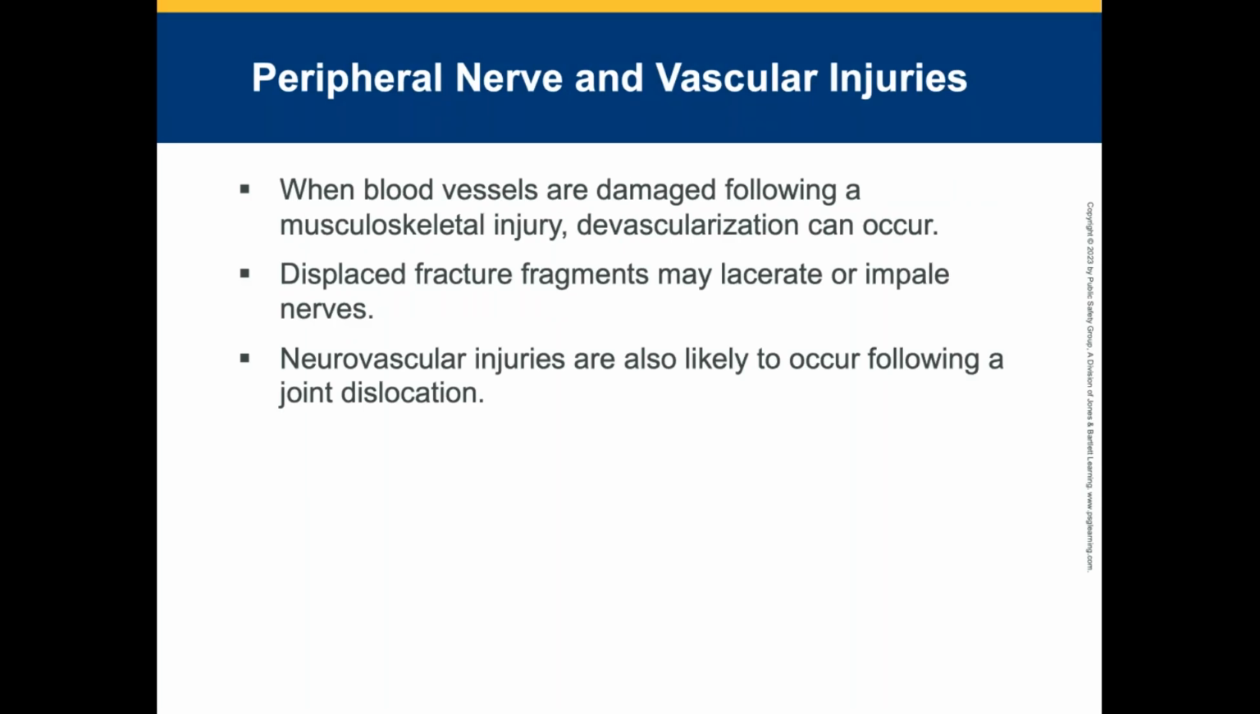Peripheral nerve and vascular injuries: also when blood vessels are damaged following a neuromuscular injury, devascularization can occur. Displaced fracture fragments also may lacerate or impale different nerve endings as well. So neurovascular injuries are likely to occur following a joint dislocation. So it's important to assess and reassess pulses, control bleeding, and maintain adequate intravascular volume, making sure that we have good pulses, looking at skin color, skin temperature, distal pulses, things like that.